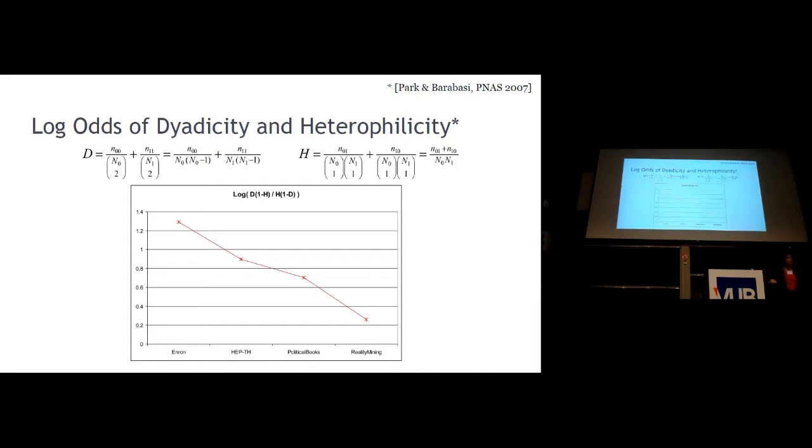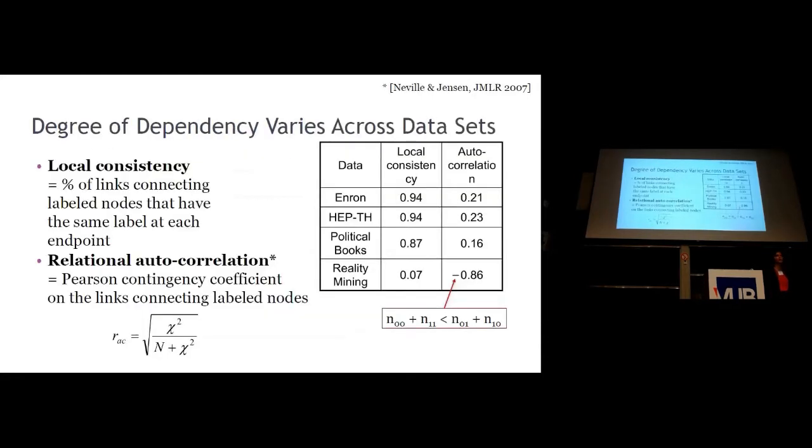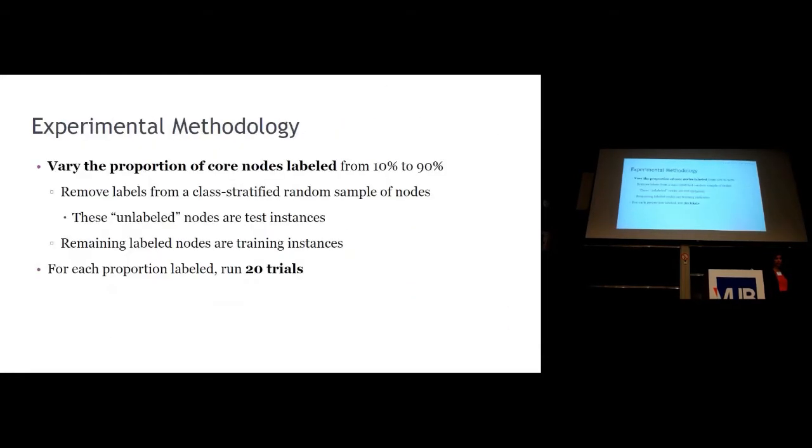executive emailing another Enron executive is very high, and the log odds of a node in the reality mining study calling somebody outside the study is very low. So these are some of the ways of measuring how much relational dependency you may have.